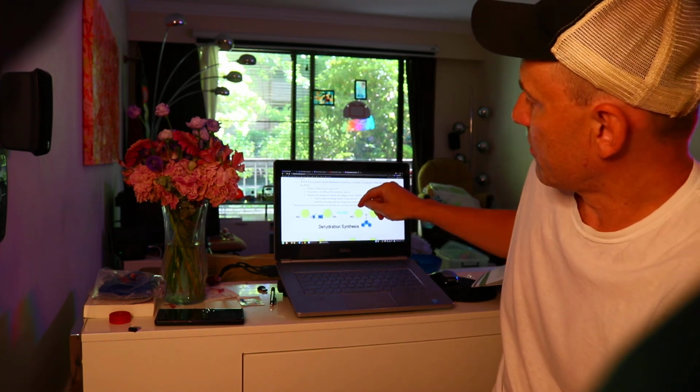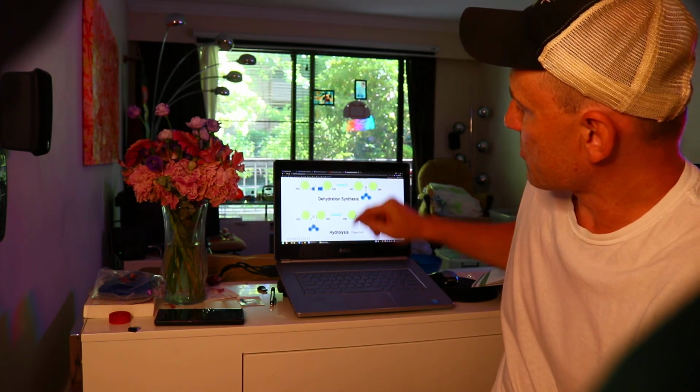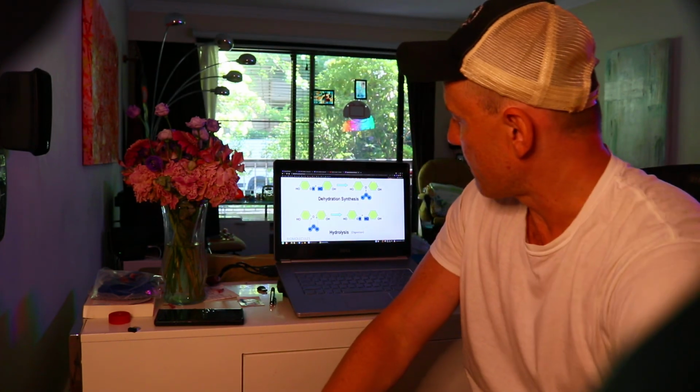And then the other thing here of note is dehydration synthesis and hydrolysis. What does that mean? Know that dehydration synthesis is bringing things together. Dehydration is taking a water away. Hydrolysis is using water to break bonds. And hydrolysis also is an exothermic reaction. It's a warming reaction. It gets warm. It releases heat, releases energy.